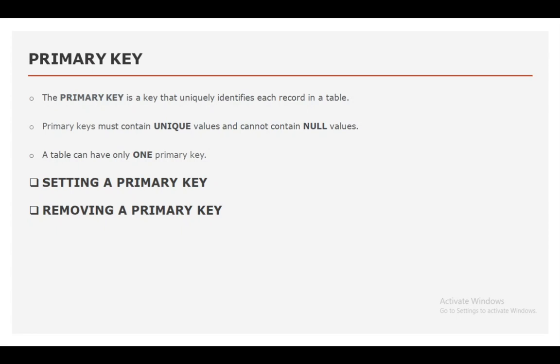The next concept is primary key. The primary key is a key that uniquely identifies each record in a table. That means if you want to identify each row uniquely from a table, we are going to use a concept called primary key. The primary key must contain unique values and cannot contain null values. That means primary key doesn't allow storing duplicate values and it will not accept any null values. A table can have only one primary key. That means for each table there should be one primary key.